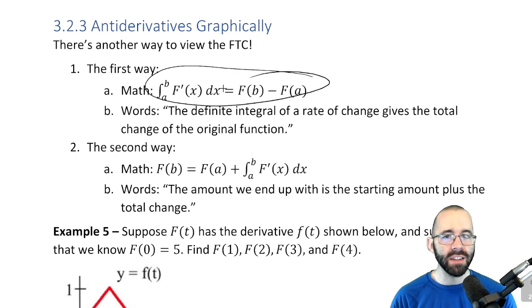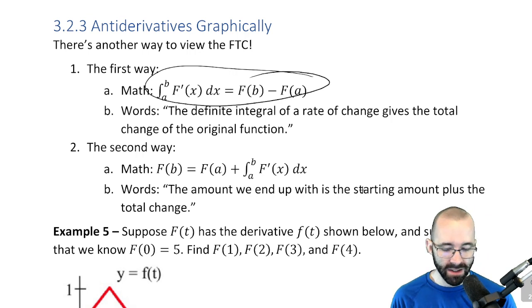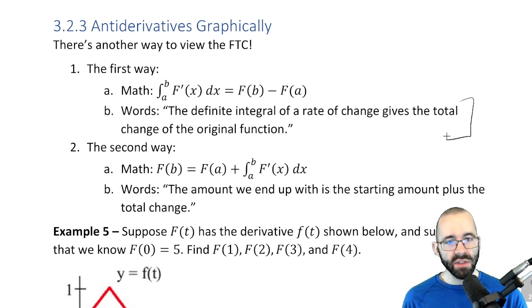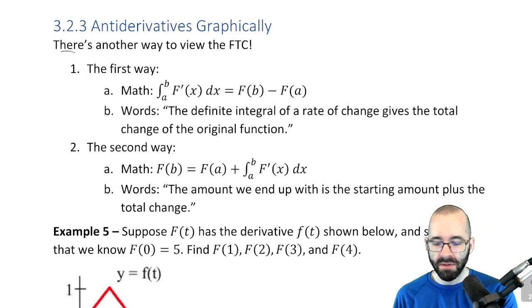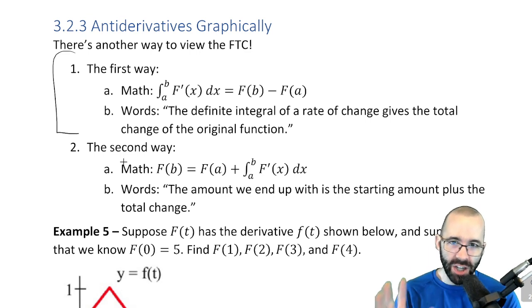The fundamental theorem of calculus says that we can evaluate a definite integral of a derivative as the difference between the original function, the antiderivative, and antiderivative. Any antiderivative will work. And in words, what that says is, again, the definite integral of a rate of change gives the total change of the function. This is nothing new. Actually, nothing new. This is the first video of this section.